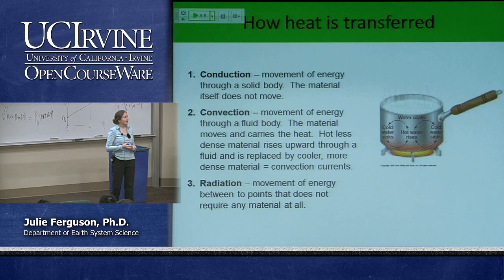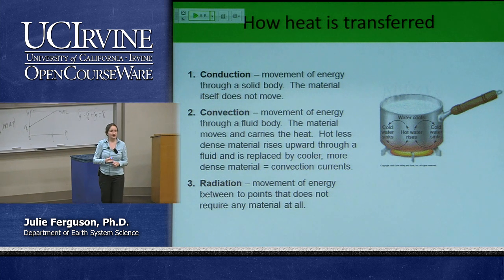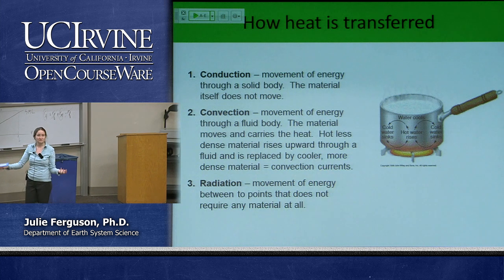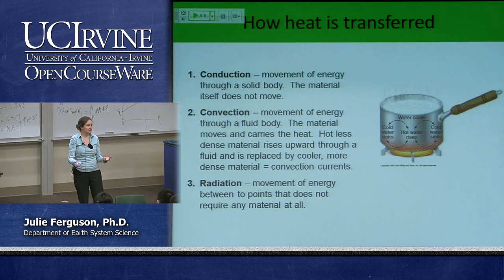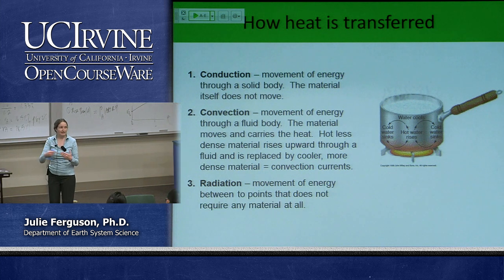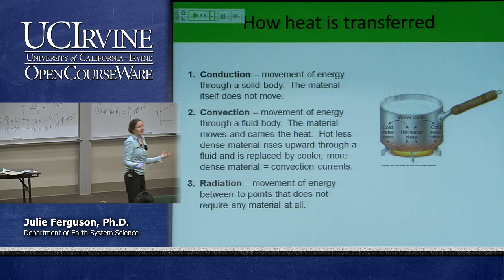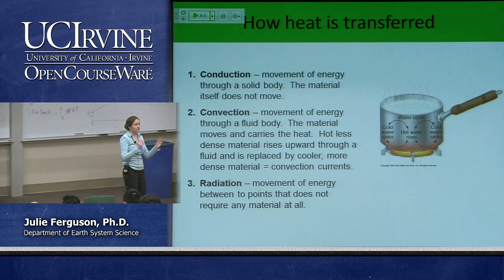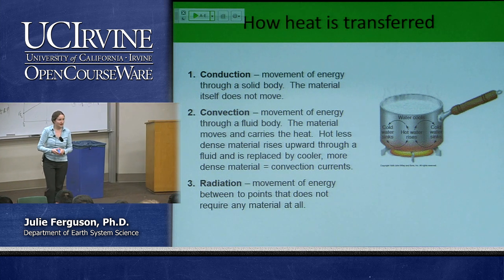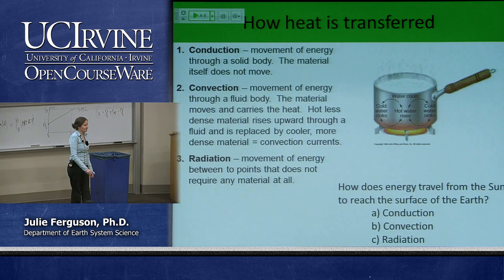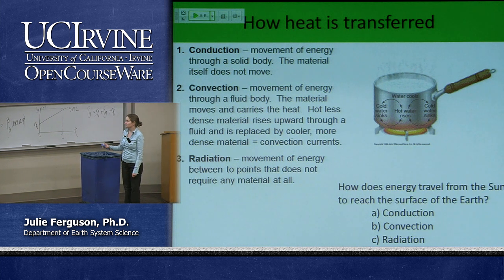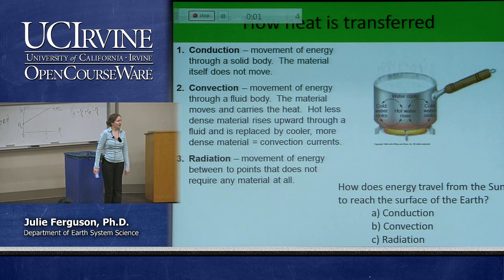And then lastly, we have radiation. And radiation doesn't need anything in order to transfer that energy. So with convection, we're getting energy moving by moving the substance itself. Conduction, we're getting energy moving through a solid. But radiation doesn't require any molecules or anything there to transmit that energy. Okay? So, obvious question of the day. How does energy travel from the sun to reach the surface of the Earth? I almost feel embarrassed asking this one.